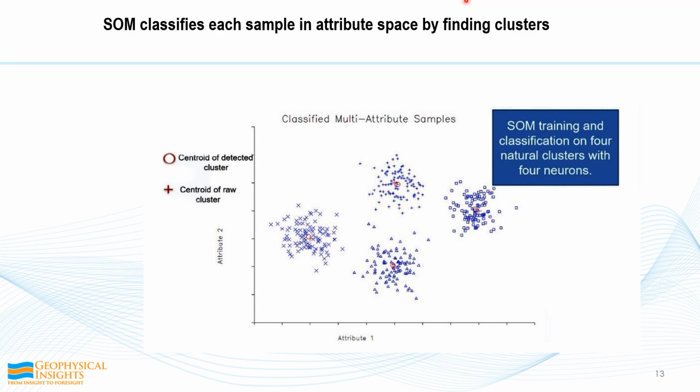The SOM neurons will move and seek out natural clusters of like characteristics in the seismic data. So the neurons learn the characteristics of a data cluster through an iterative process of cooperative and competitive training. And then when the learning is completed, each unique cluster is assigned to a neuron, and the samples are now classified.